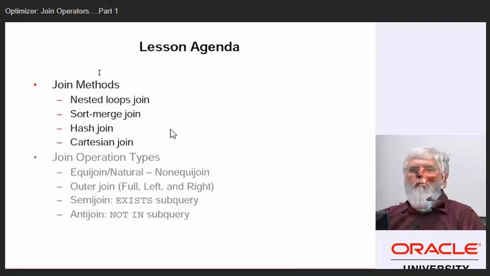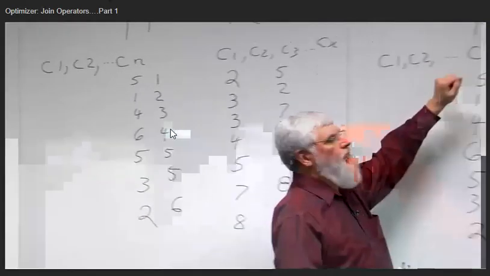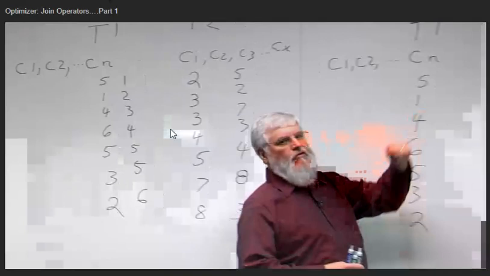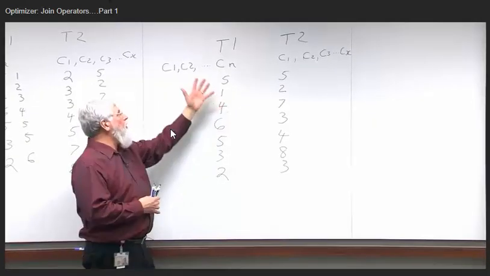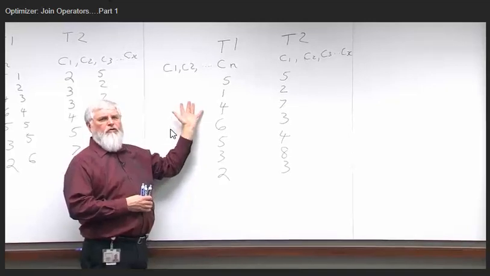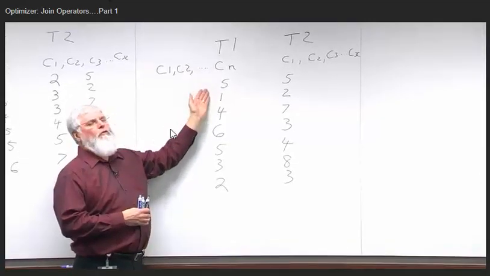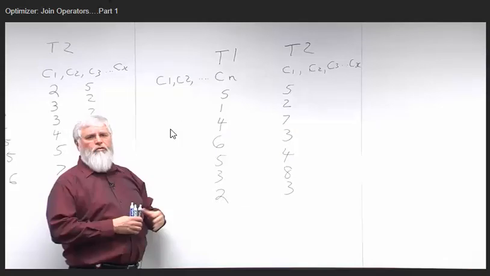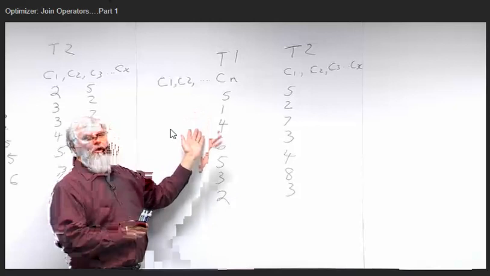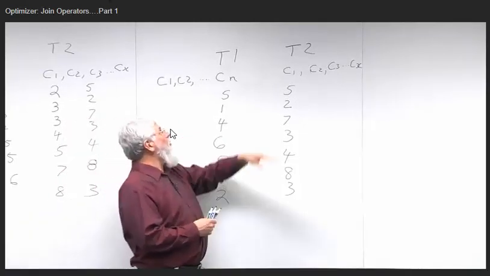I have two tables, my two favorite tables. T1 has a number of columns on it. All of the columns would have data, but for this discussion, what I'm really focusing on is the columns that I'm going to use as my join condition. So in T1, we're going to use column CN. It can have up to 1,000 columns. I just picked one, and gave them sort of random names. And I'm going to use CN to join with the other table.